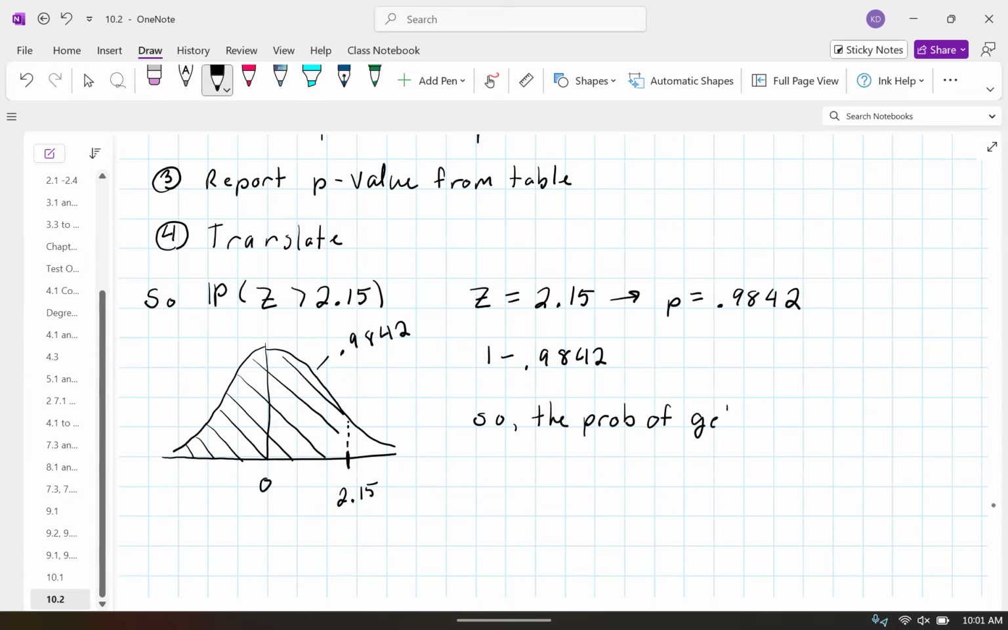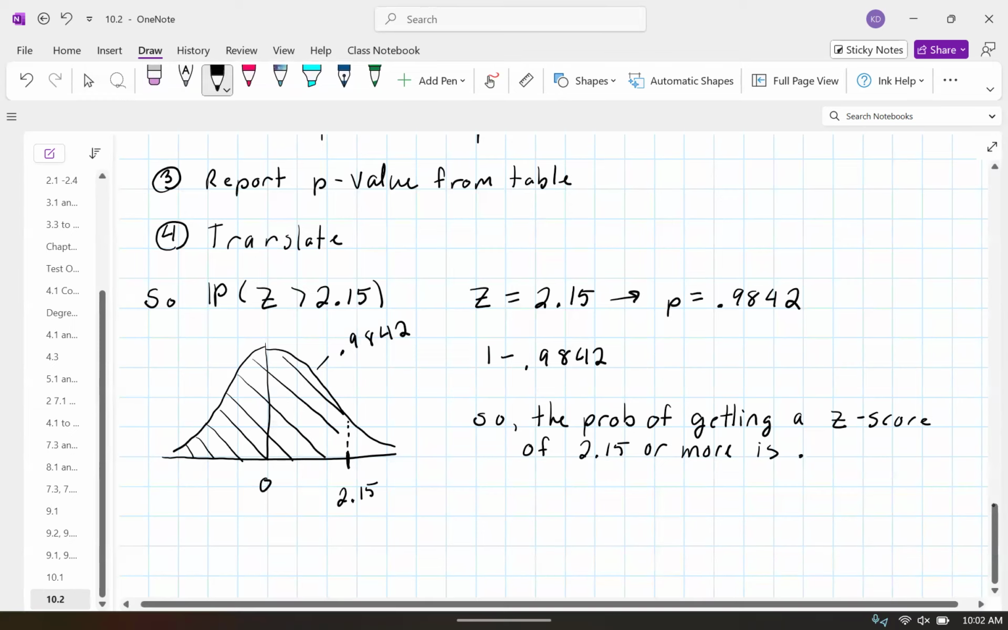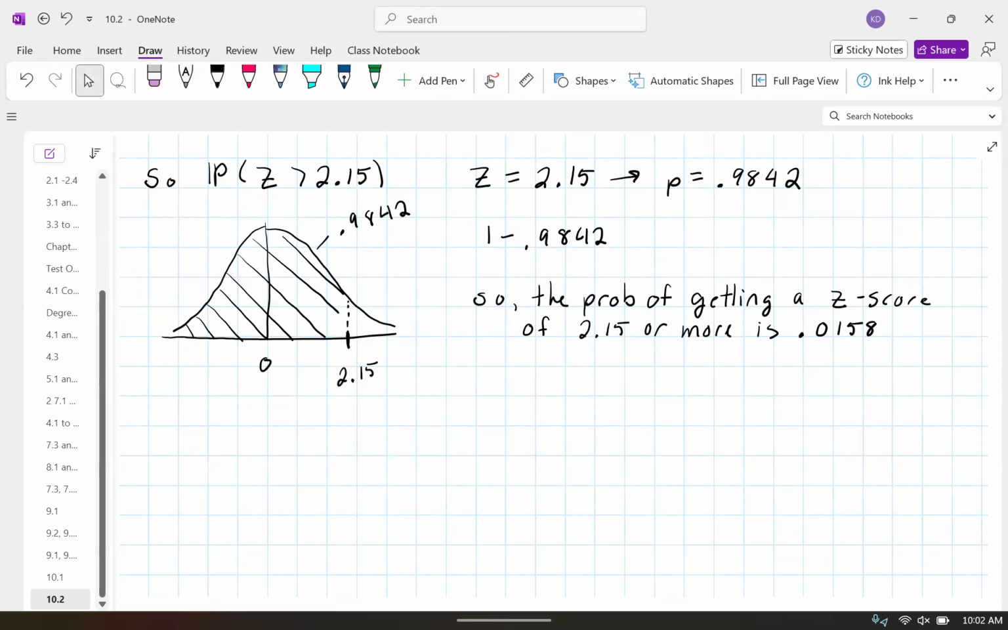Getting the z-score of 215 or more, is that the same? 0.0158. So the probability by chance of getting a z-score of 215 or higher is 0.0158.